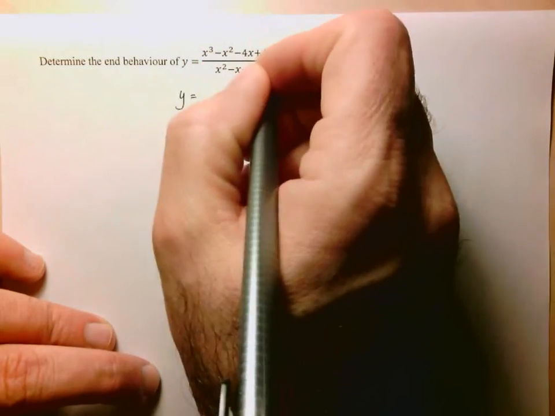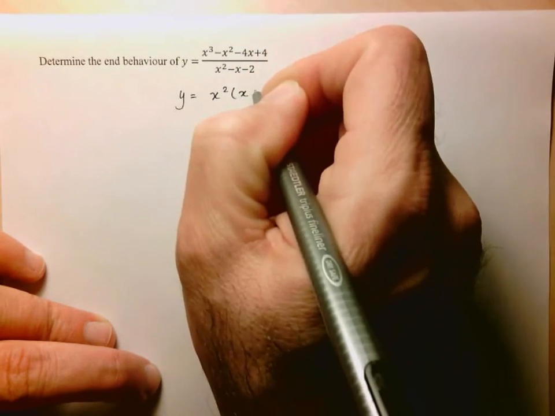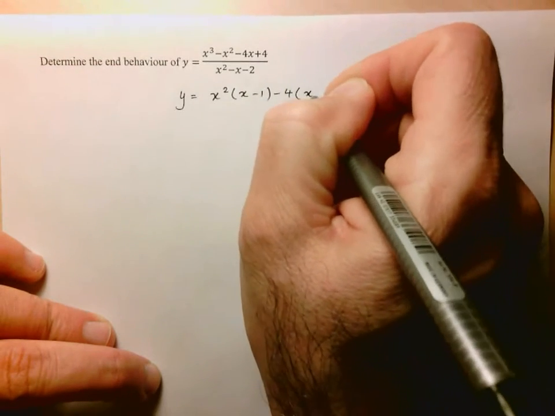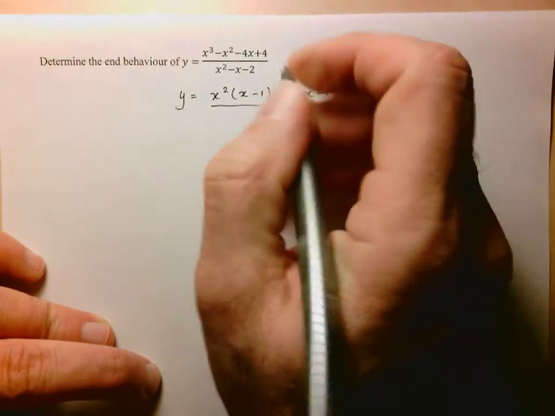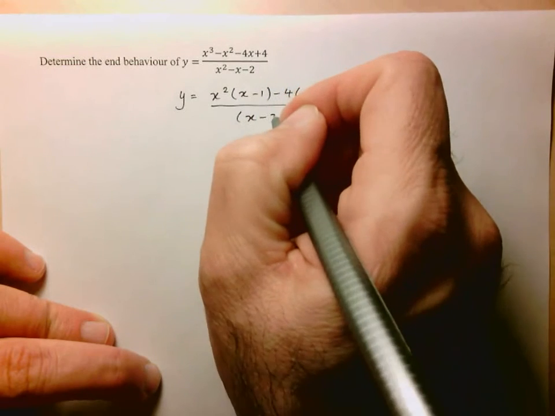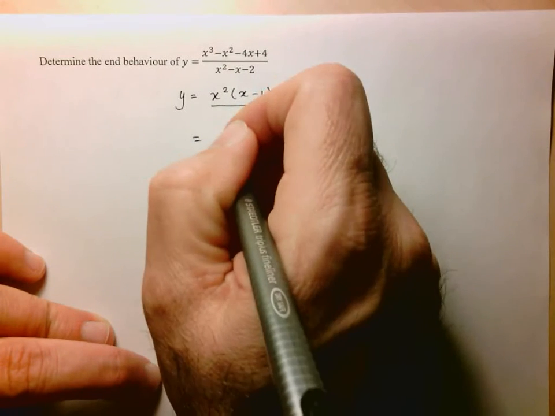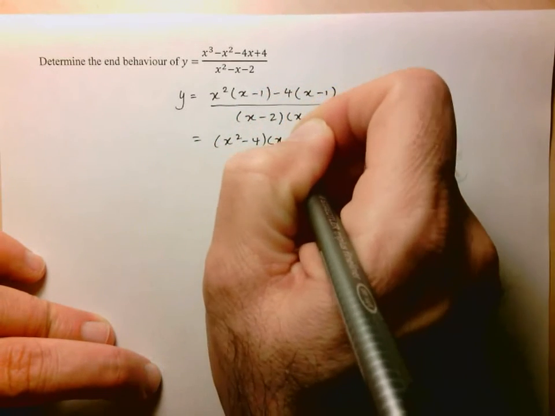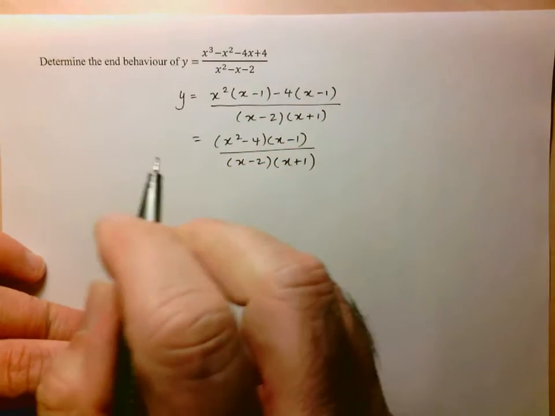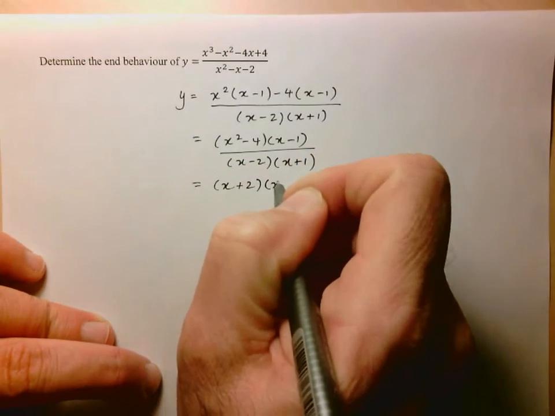In the numerator, the cubic, hopefully you notice it's a good candidate for grouping. If I take out the x squared, I'm left with x minus 1, and take out a negative 4, I'm left again with x minus 1, so this is going to work out nicely. The denominator factors pretty nicely, so x minus 2 and x plus 1. So I have x squared minus 4 times x minus 1, and lastly, this difference of squares, x plus 2, x minus 2.